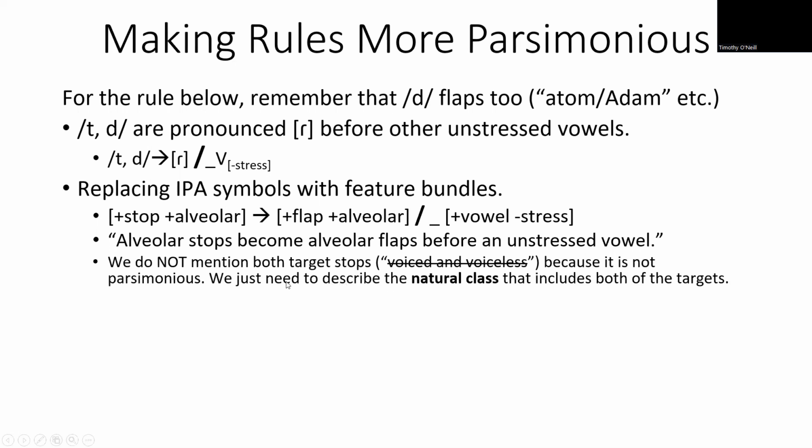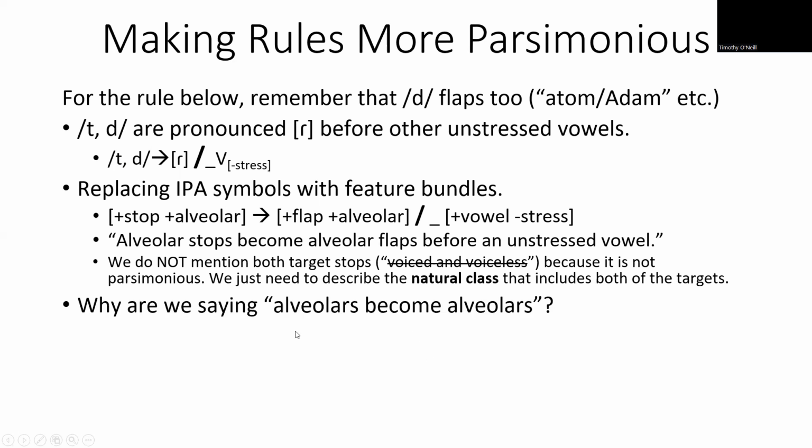So one thing we didn't do is we didn't say voiced and voiceless stops, because that's not parsimonious. We just need to describe the natural class. So if we say plus voice and minus voice, that's all the voicing possibilities. So clearly, voicing has nothing to do with it. It affects voiced and voiceless, so it affects everything. Voicing is not a factor. But we're still saying alveolar becomes alveolar, just like last time we had that problem. And alveolars don't become alveolars.